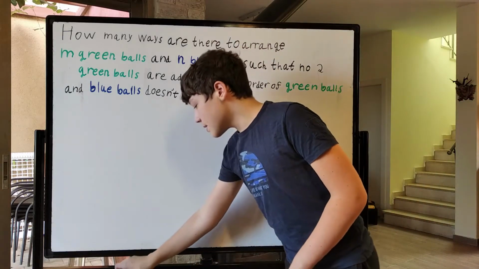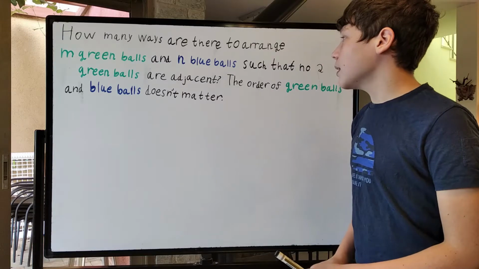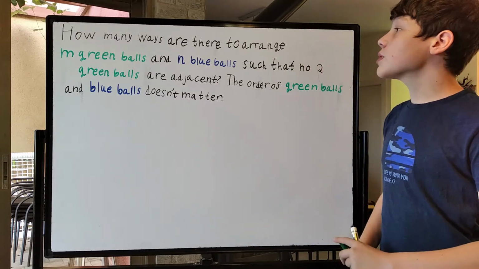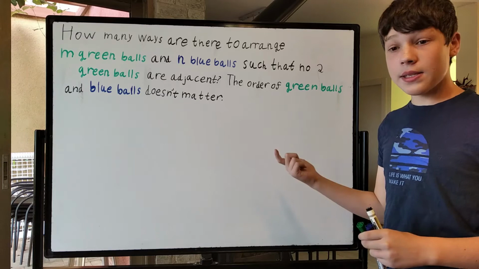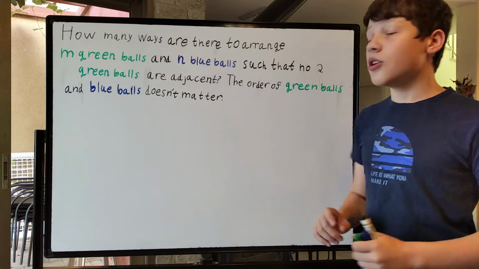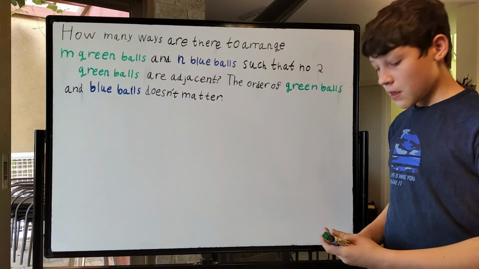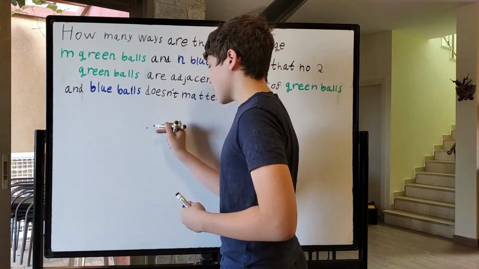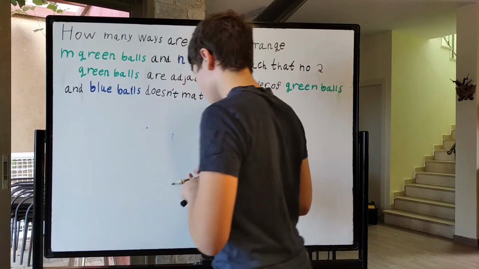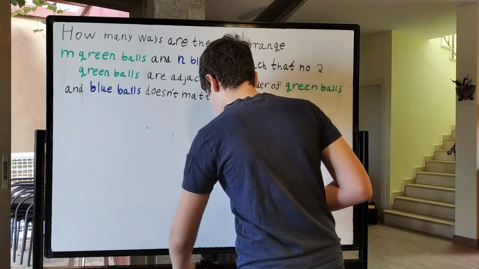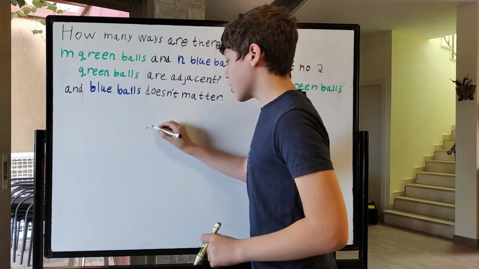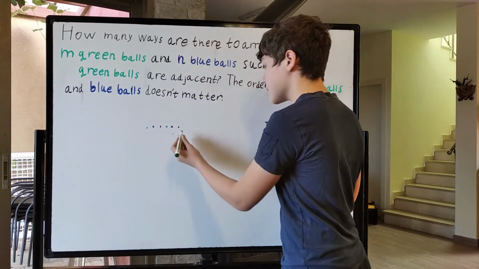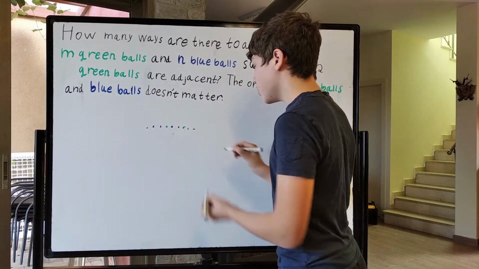So what this says is that you have a certain amount of green balls and a certain amount of blue balls, and you want to find out how many ways there are to arrange these in a line such that no two green balls are adjacent. So you can have something like green, blue, blue, green, blue, blue. This is allowed.